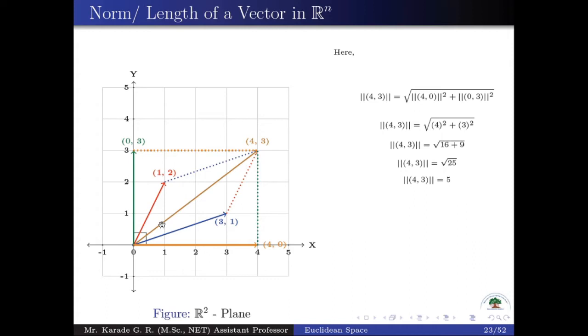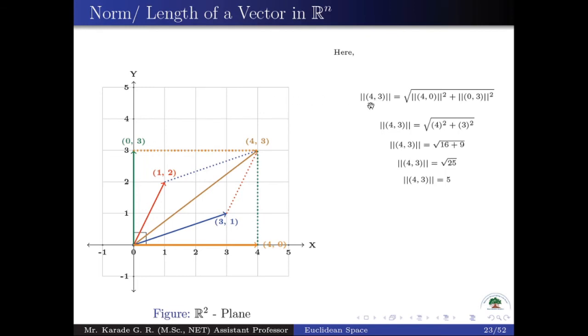Now we observe here a right angle triangle, starting from the origin to the point (4, 0), to the point (4, 3), and back to the origin. In this right angle triangle, the vector (4, 3) is the hypotenuse, and now I want to find the length of this hypotenuse. So we use the Pythagoras theorem. By the Pythagoras theorem, the length of this hypotenuse is equal to the square root of the square of the length of this vector plus the square of the length of this side, but the length of this side is the same as the length of this vector.